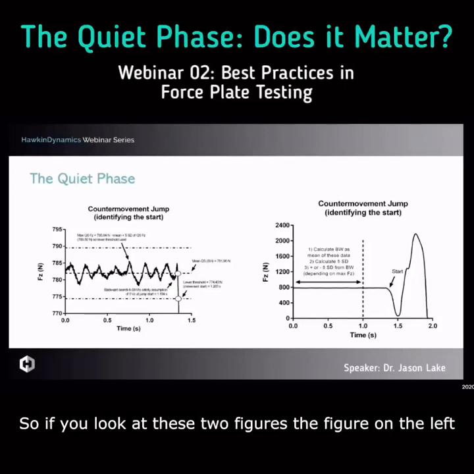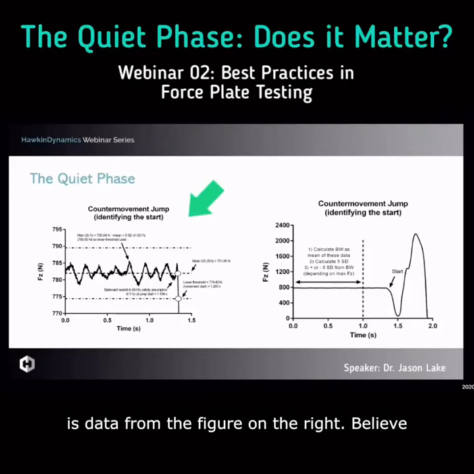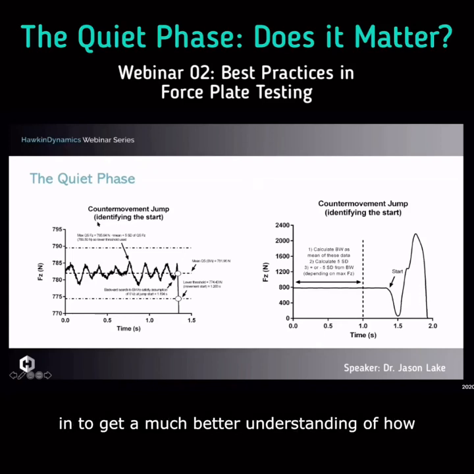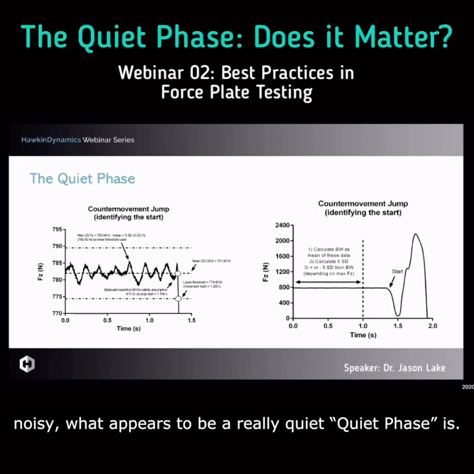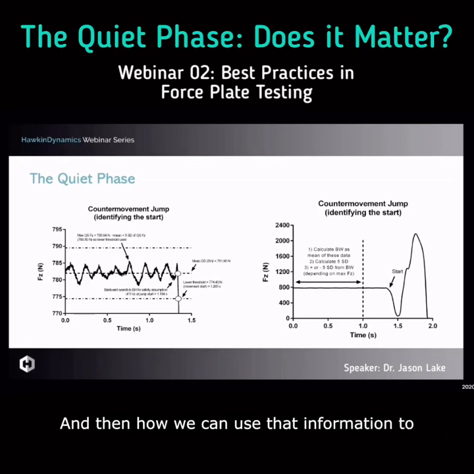If you look at these two figures, the figure on the left is data from the figure on the right, believe it or not. And so all we've done is we've zoomed in to get a much better understanding of how noisy what appears to be a really quiet phase is, and then how we can use that information to figure out what our start threshold should be.